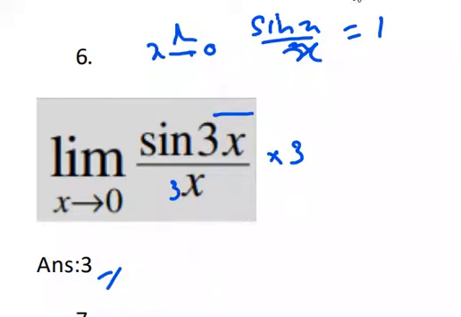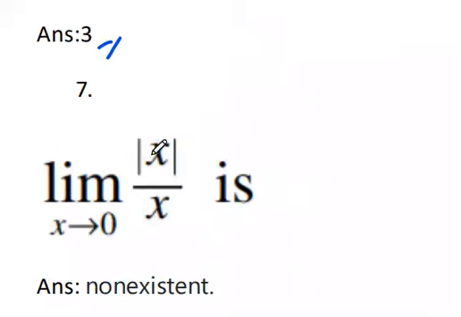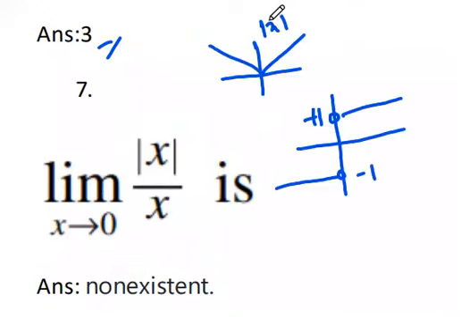Very easy. And the next question, modulus of x divided by x. We know the graph of modulus of x. When you take the modulus, you remove the sign of the value, right? If you have a positive x, then the modulus of x is x itself. If you have a negative value, you have to multiply by -1. So then you get this, right?